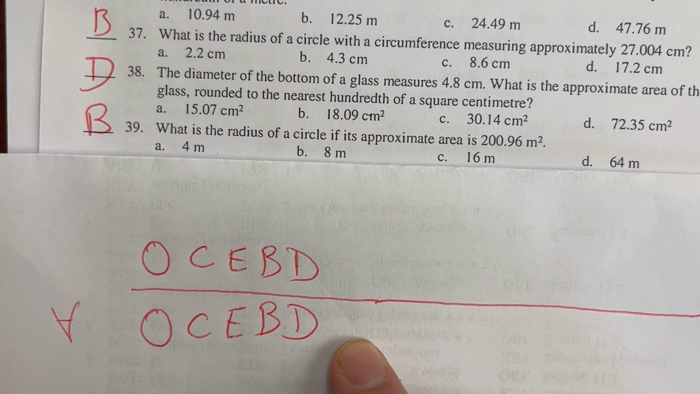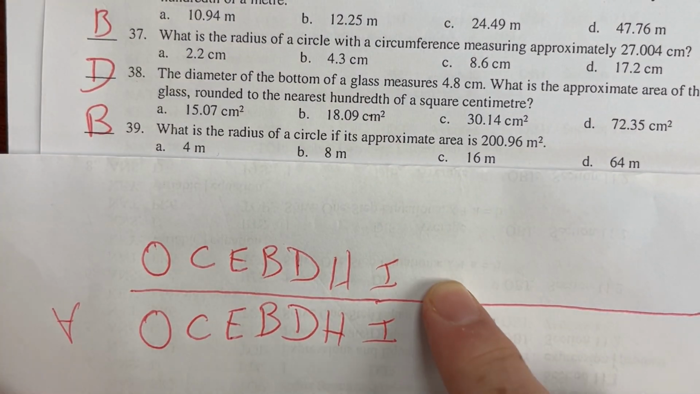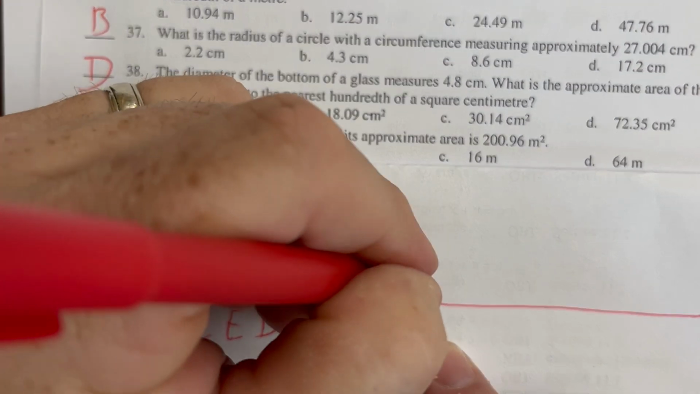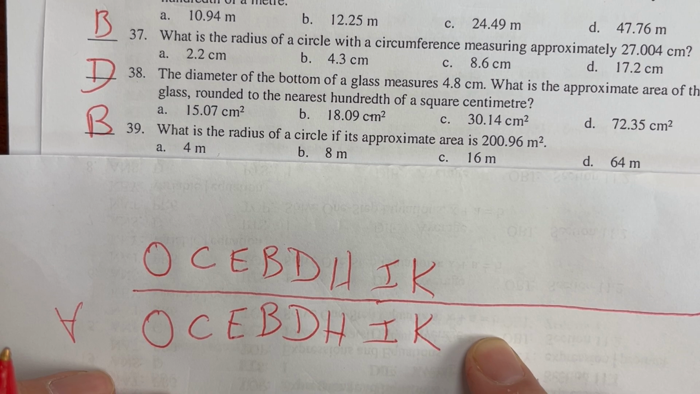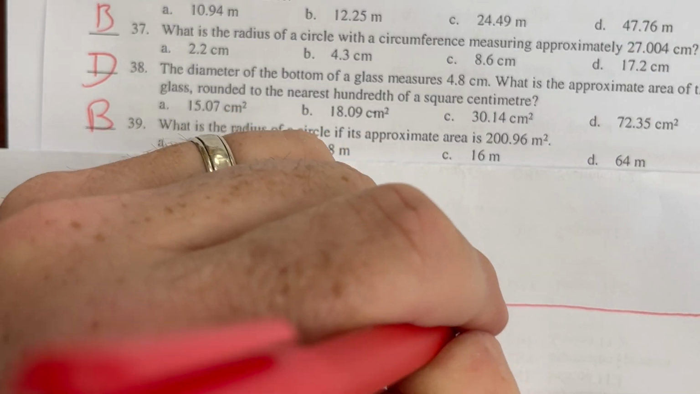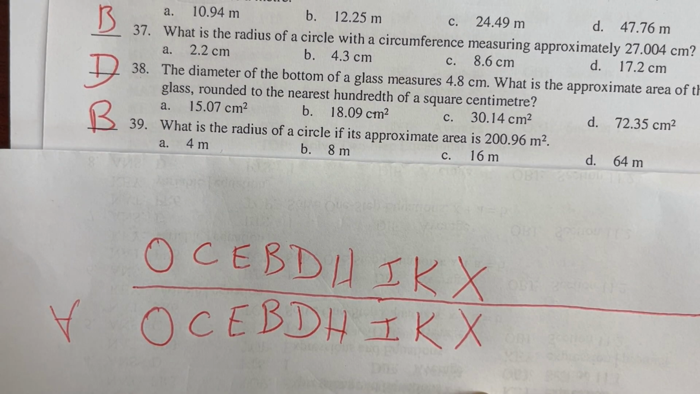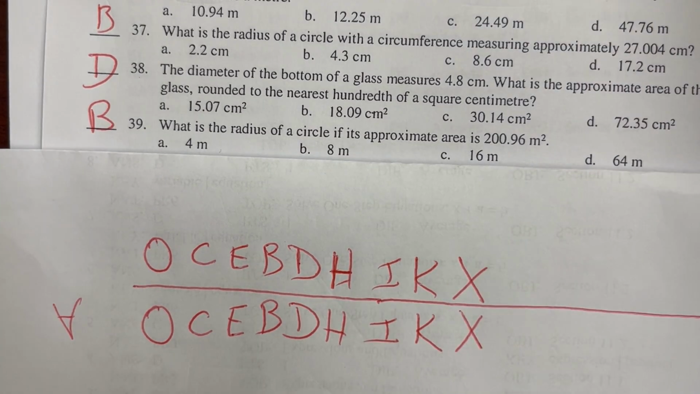E, F, no. G, no. H, yes. I, yes. J, no. K, yeah, capital K would. L, no. M, no. N, no. O, we already did. X, yep, X would. Y, and Z. Okay, there we go. Those are the ones. That's an H. There we go. That's the whole test.